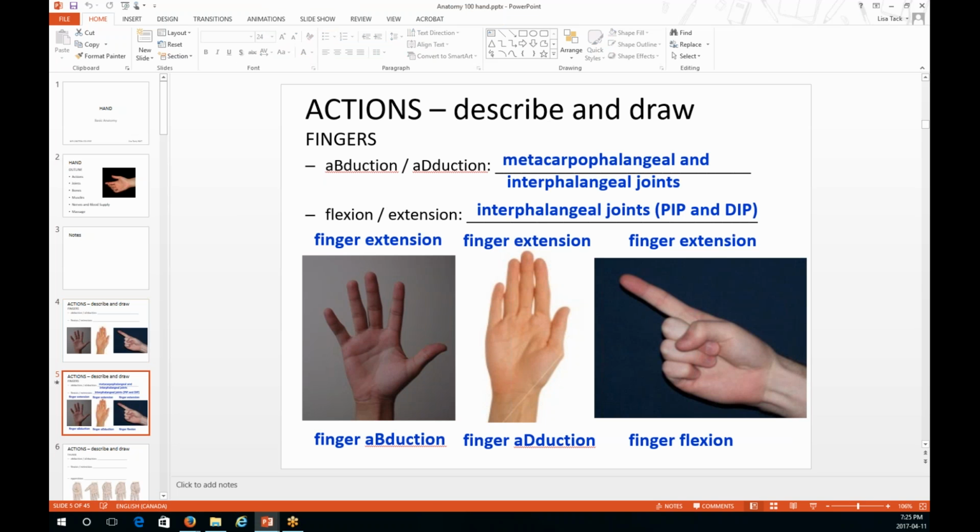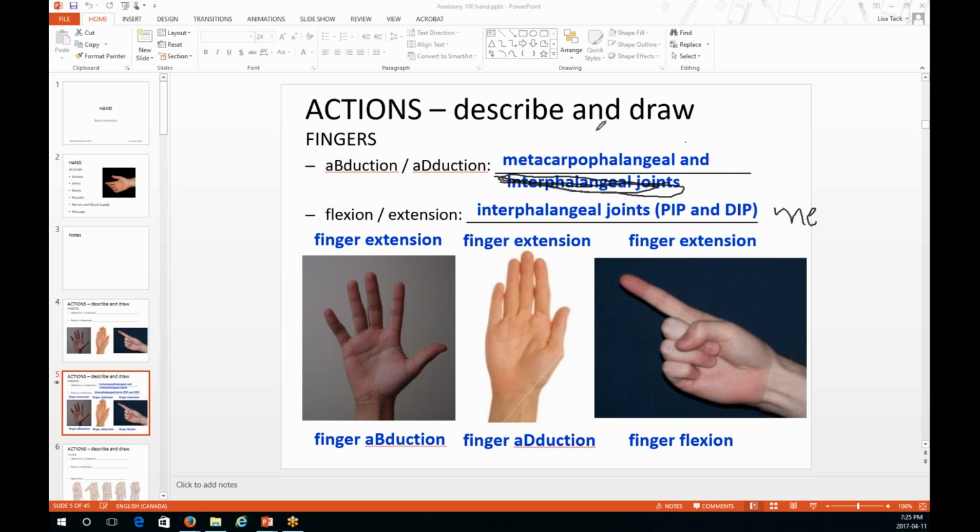So here's what I have. But I think, let me see. Abduction, adduction. Do not cross that out. Do not write that there. So your abduction and adduction happens at your metacarpophalangeal joints. Good. Your flexion and extension happen at the interphalangeal joints, but also at the metacarpophalangeal.